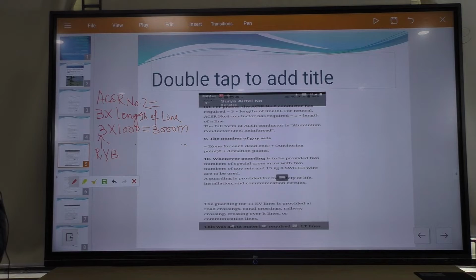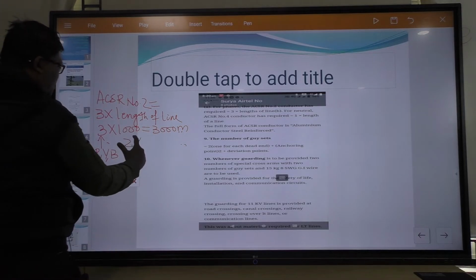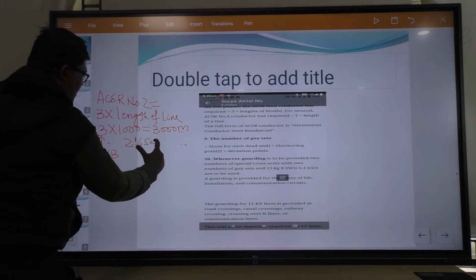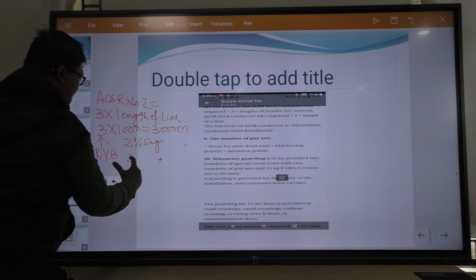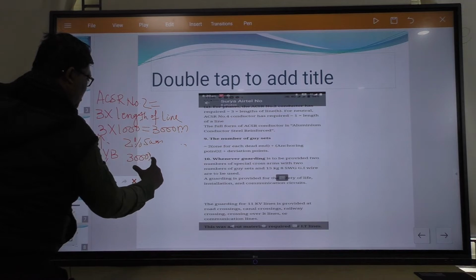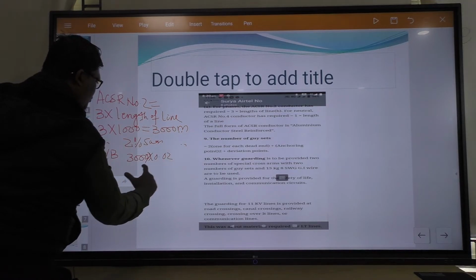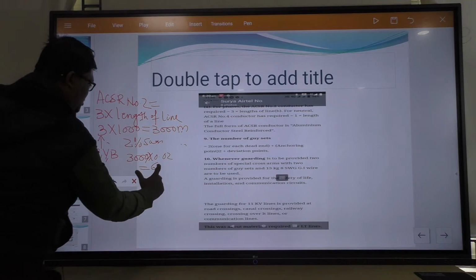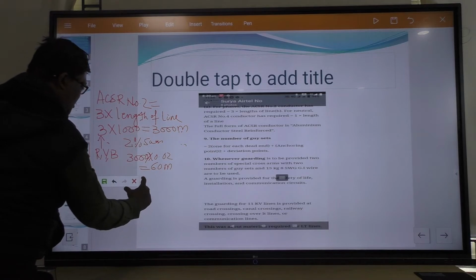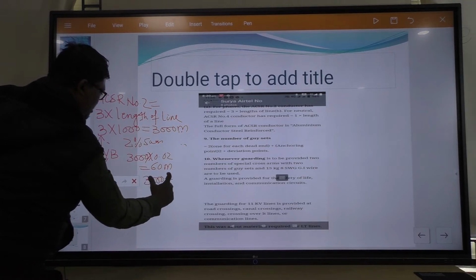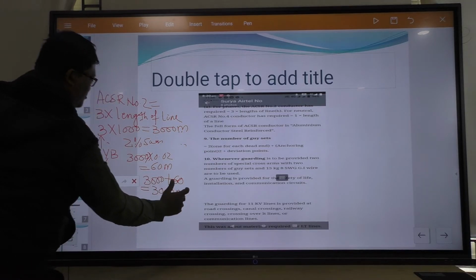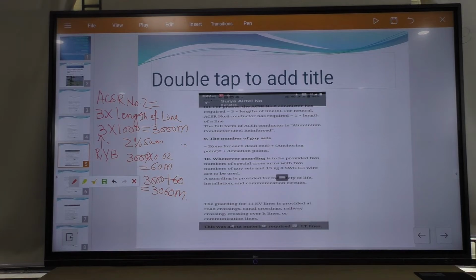And suppose 2% sag is taken. So it will be 3000 into 0.02, which is 60 meter. So the total length of conductor required is 3000 plus 60 equal to 3060 meter. This is for the RYB phases.